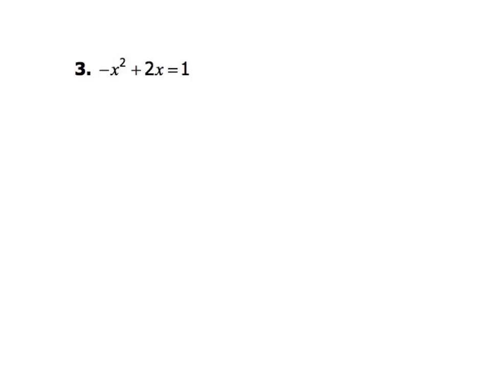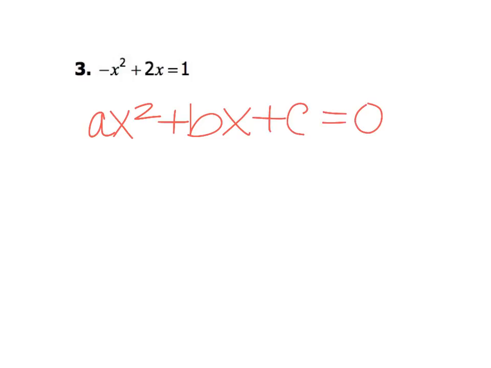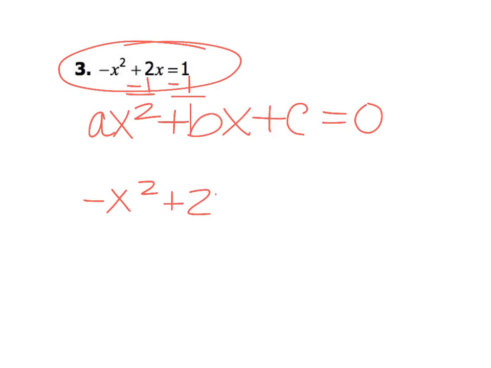All right, number 3, we're not going to do it all the way out just for time's sake, but something I want to emphasize with problem number 3 is remember you have to write your quadratic equations in standard form, ax squared plus bx plus c equals 0. And this one is not in standard form. So the first thing you would want to do if you saw an equation like this would be to subtract 1 from both sides, and we would get negative x squared plus 2x minus 1 equals 0.